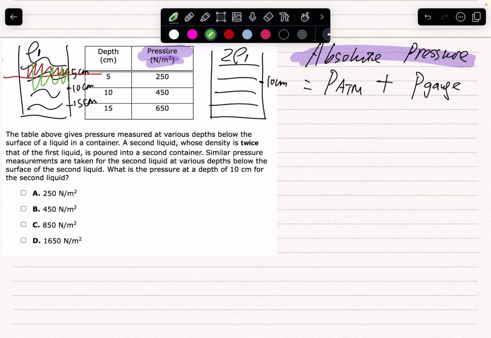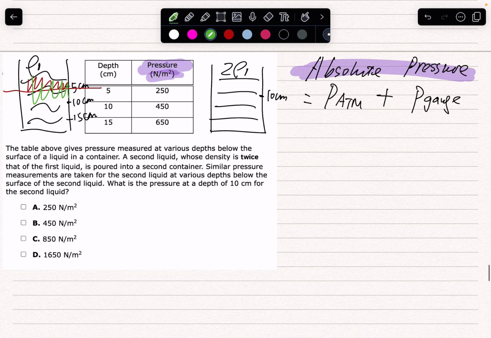Okay, and so you may be wondering, some very smart people will say, okay, I need to know at this point what the gauge pressure is, plus P_ATM, and I'll know the answer, right? Yeah, that's exactly right.